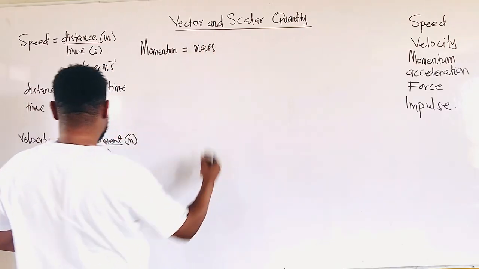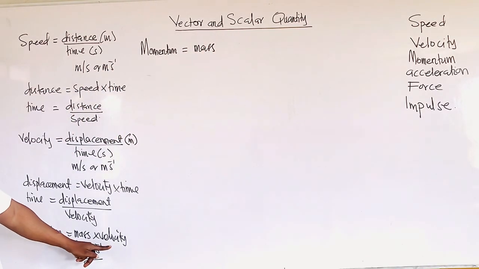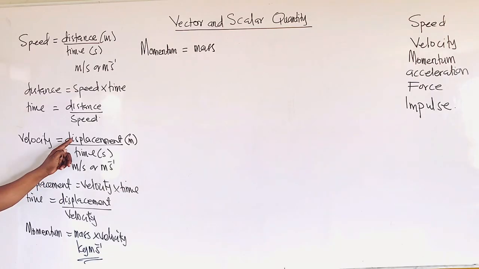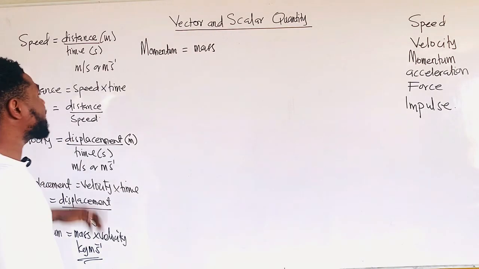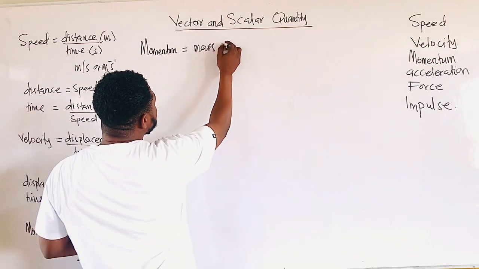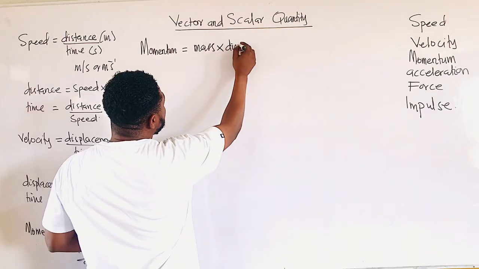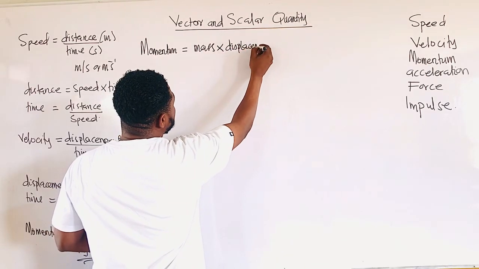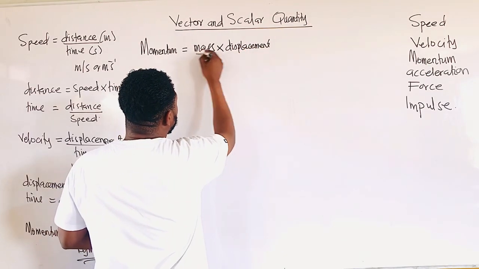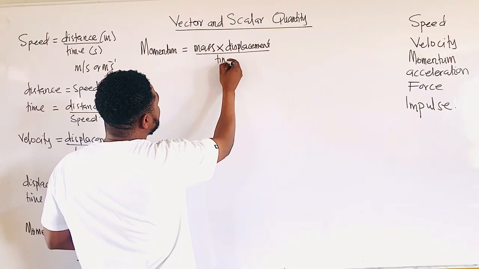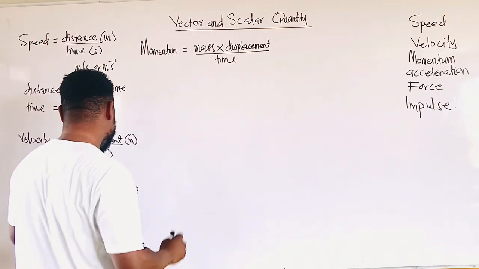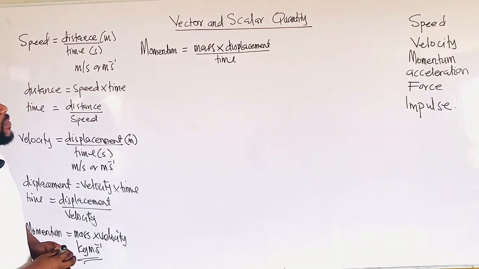Now, with our velocity, we know that velocity is equal to displacement over time, so we can say momentum is equal to mass times displacement, all divided by time. So we can also have this formula here.